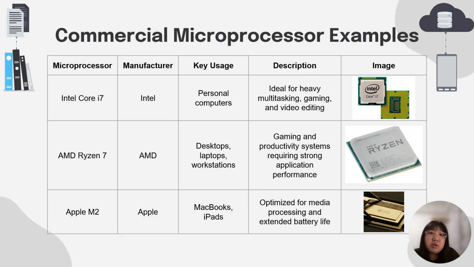It has similar performance to the Intel Core i7, but often with more threads. Ryzen chips are really popular for gaming and content creation. And the last one is the Apple M2. This is Apple's ARM-based chip that appears in MacBooks and iPads. It's powerful and also super power efficient, which is why the battery life of MacBooks is so good. Each of these represents a different architecture, but they all share the same purpose, to provide high performance computing.